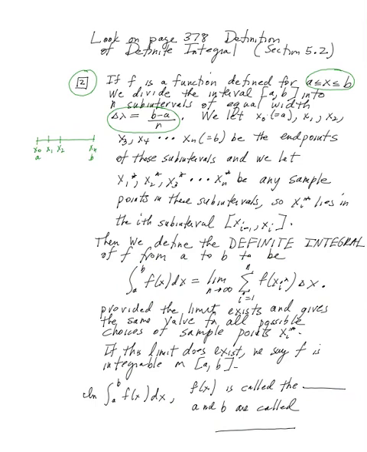And remember, we pick a x sub I star, x sub 1 star, x sub 2 star, x sub 3 star, etc. We pick x sub 1 star in the first subinterval. We pick x sub 2 star in the second subinterval, etc. Those could be left-hand endpoints, right-hand endpoints, random points. But x sub I star lies in the ith subinterval.